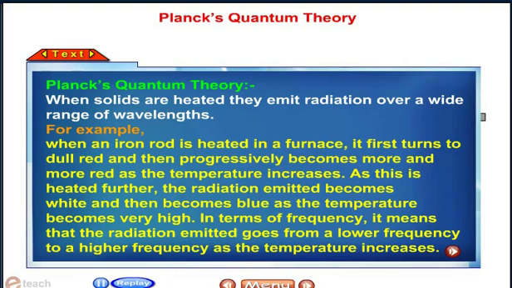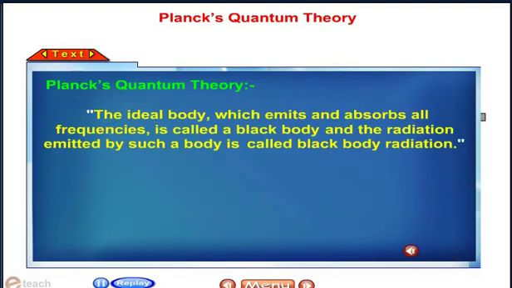In terms of frequency, it means that the radiation emitted goes from a lower frequency to a higher frequency as the temperature increases. The ideal body, which emits and absorbs all frequencies, is called a black body, and the radiation emitted by such a body is called black body radiation.